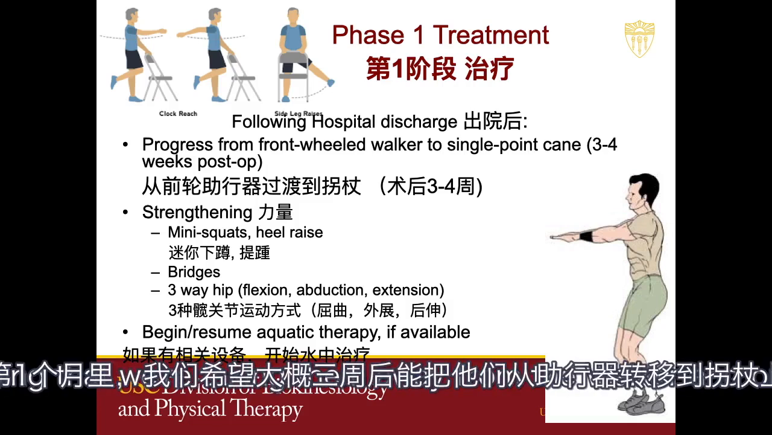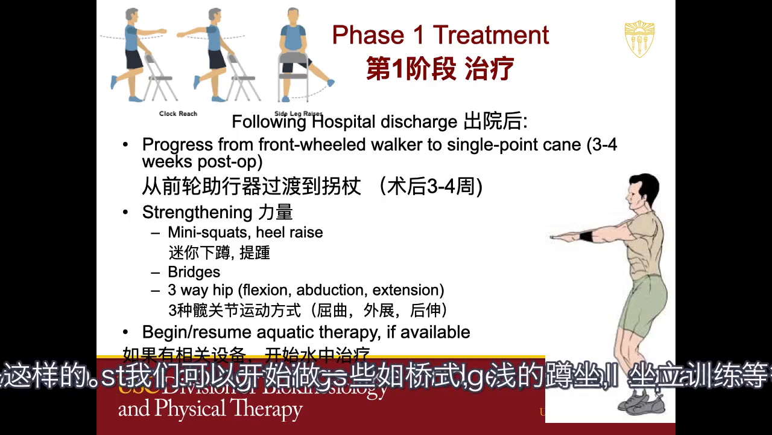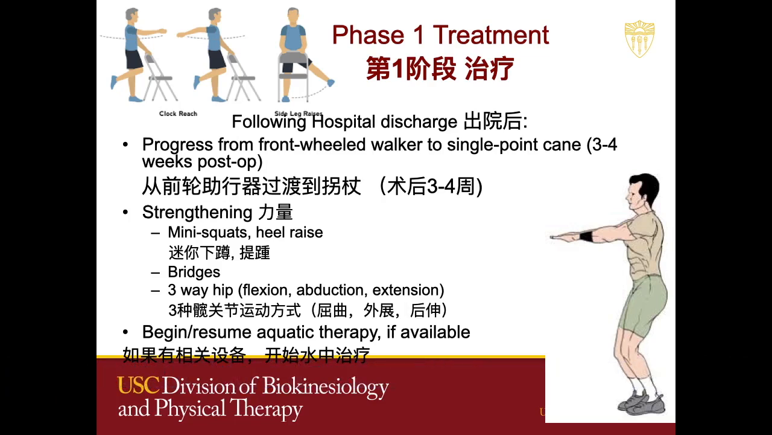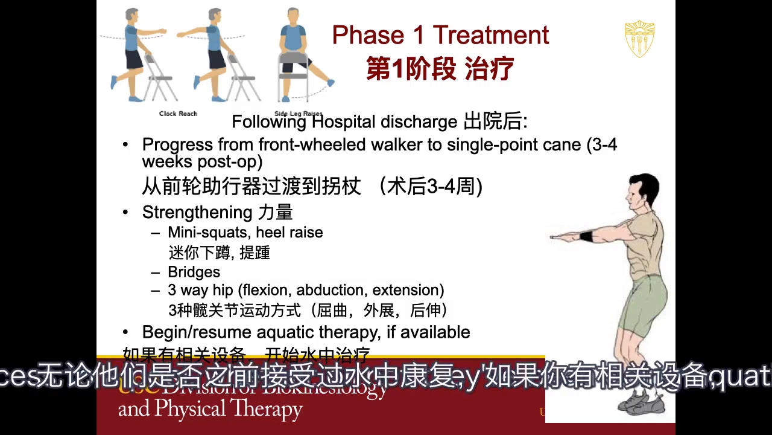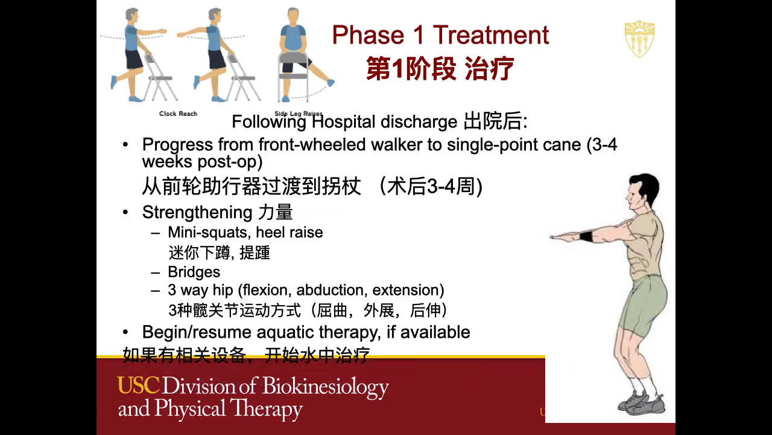So during the first month, we're hoping that we're taking them away from the walker and onto a cane after about 3 weeks. And we're also increasing our strengthening activities and weight-bearing activities. So again, they should be weight-bearing as tolerated pretty much from the beginning. So we're hoping that's true, and we can start doing things like bridges, small squats, sit to stand, those kinds of things. If you do have access to a pool, whether or not they've been doing aquatic therapy before, it's a great thing to introduce several weeks after surgery, if possible.